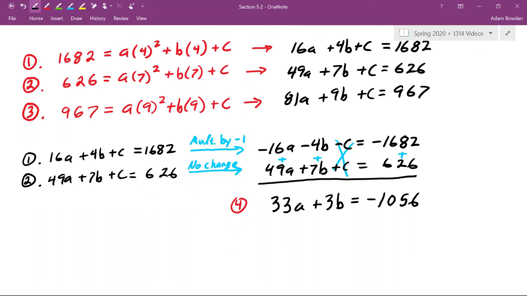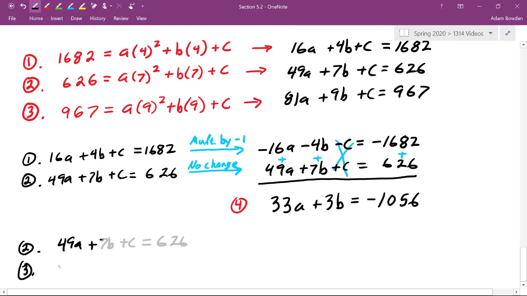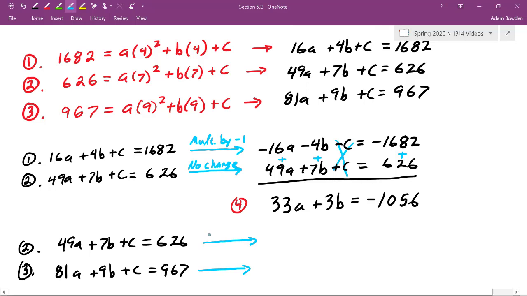Okay, we need to do this again. This time I'm going to take equation 2 and equation 3. If I put those together, we can do the same thing to get the c's to cancel. We'll choose one of those equations and cancel out the c by making it negative. Here I took equation number 2 and multiplied it by negative 1 and left the other one the same.